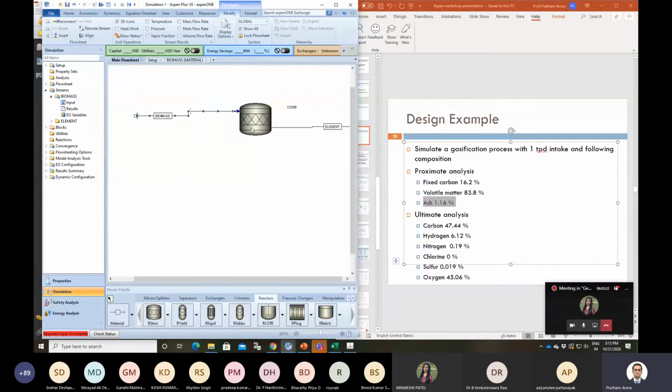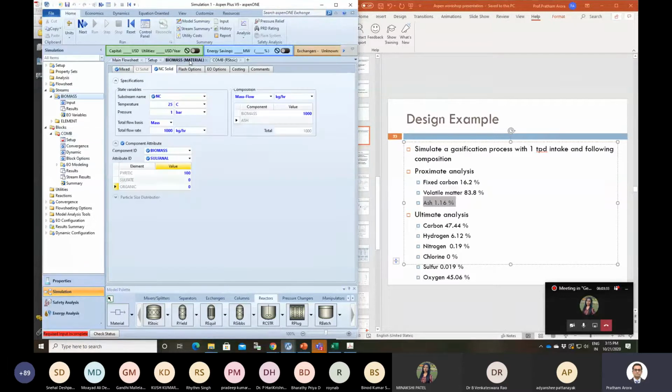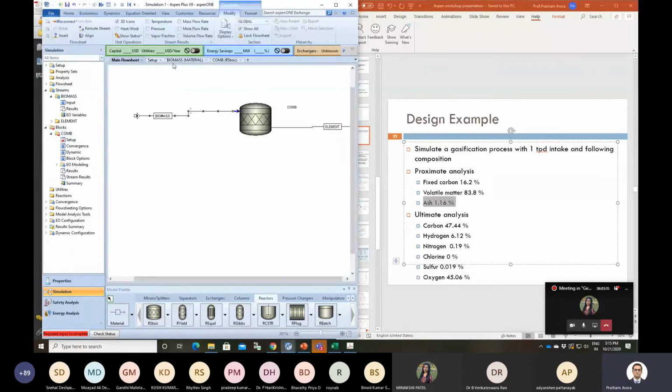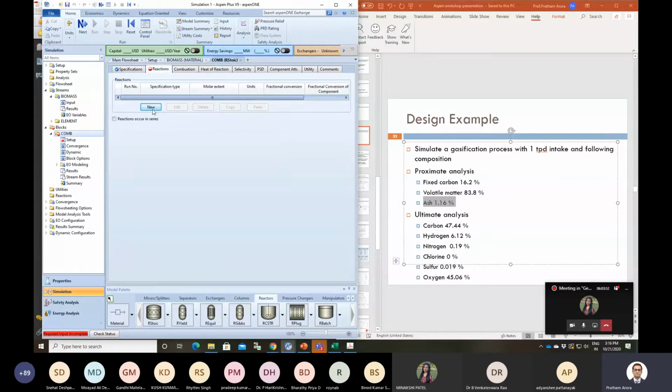The second thing would be this combustion section. So herein, I again provide certain conditions. Let it be room temperature and pressure. And all the streams as well as the reactors that you open are also available as tabs. So anytime you want to go into them, you can access them readily. So that is another advantage. If I open this, this is a stoichiometric reactor and I need to give an equation.